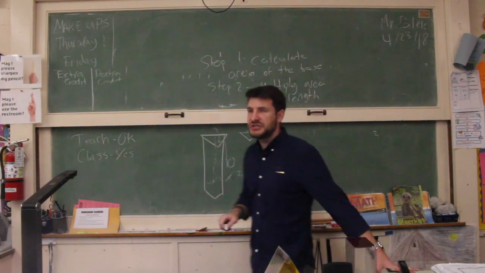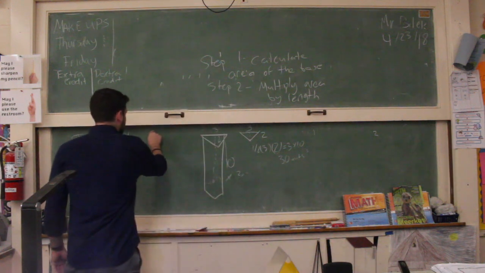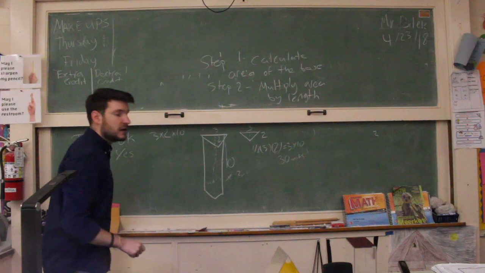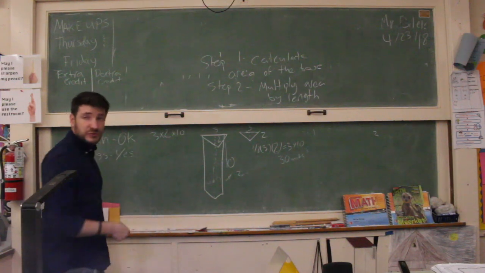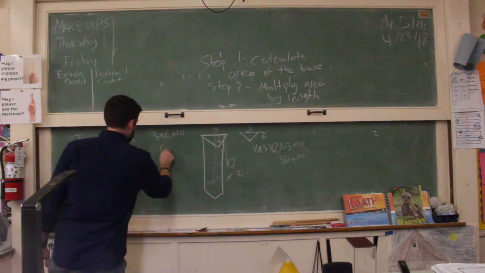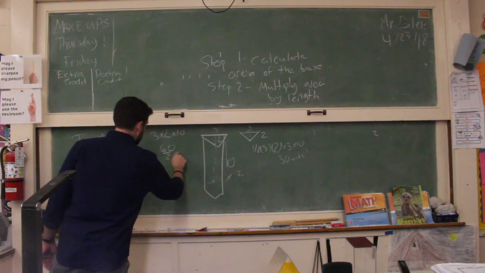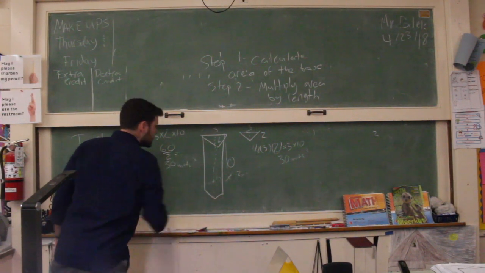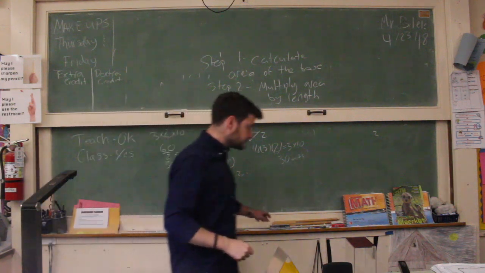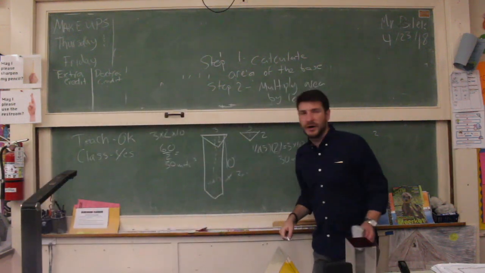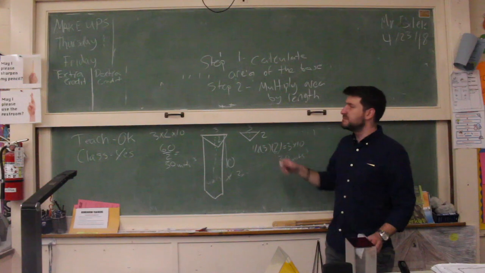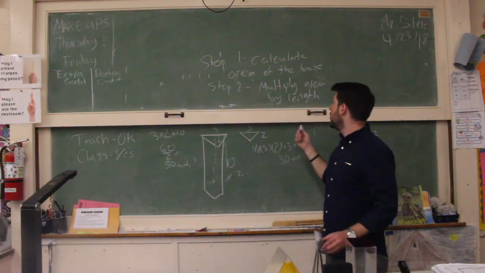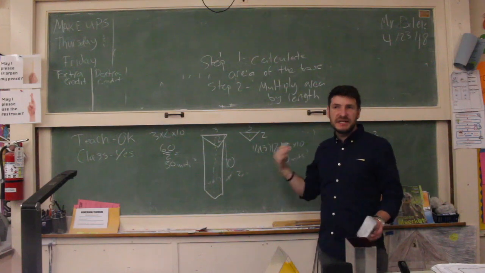Or we can do it the way I just taught you, which is 3 times 2 times 10. 3 times 2 is 6, 6 times 10 is 60, divided by 2 equals 30 units cubed. Either way works. They're both good formulas, but I really like when you find the area of the base and multiply the area of the base by the length.